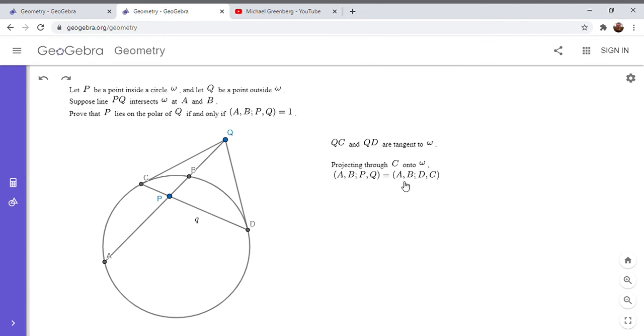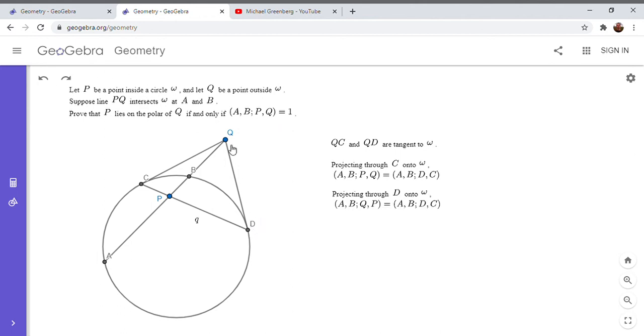All right. So if you're not too familiar with cross ratios, you can see my video 54, where I go into how some of this works. But that's the first step. Okay, now one way to show a cross ratio ABPQ is equal to 1 is to show that ABPQ is equal to ABQP. So I'm going to explain this algebraically later, but I'm going to calculate ABQP in a different way by projecting through point D.